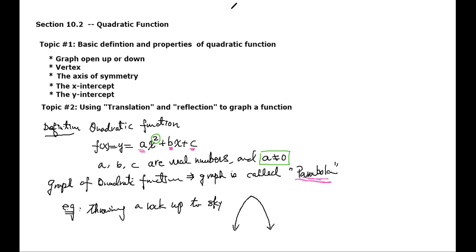Okay, so now because this is a parabola here, let's go to the next page. We say our function is ax squared plus bx plus c, right? So we know it's a parabola. So does this parabola go up or go down? That means this parabola sometimes will go like this, and sometimes it will go like this, okay? So how do you decide which way to go?